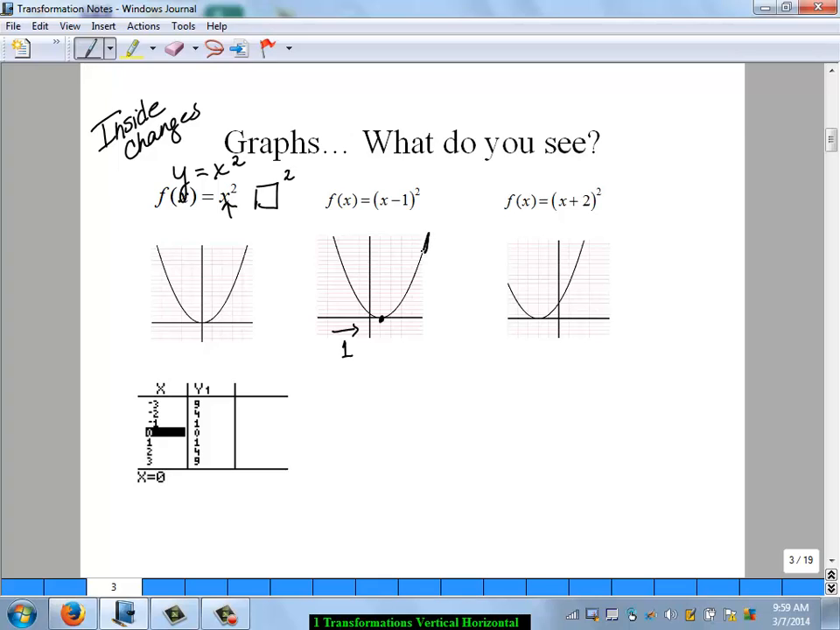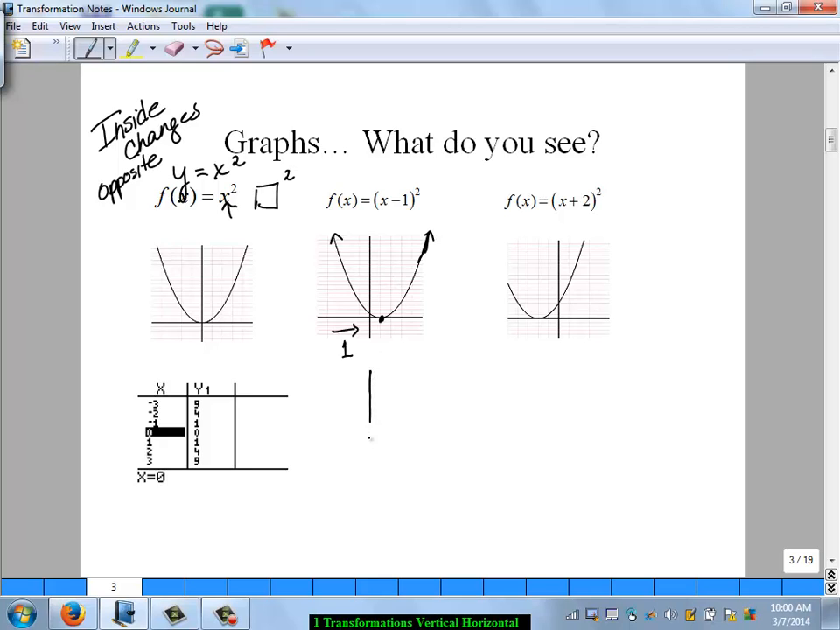Even though it doesn't show the whole thing, if that bothers you, just kind of add that to it. So it looks like it went over 1. When I look up here, I'm thinking this should say x plus 1, but it doesn't. It's opposite. The one thing you've got to remember about inside changes is they're always opposite. You do the opposite thing with your points. So this looks like I'm subtracting 1 from my x's, but really I added 1 to them.